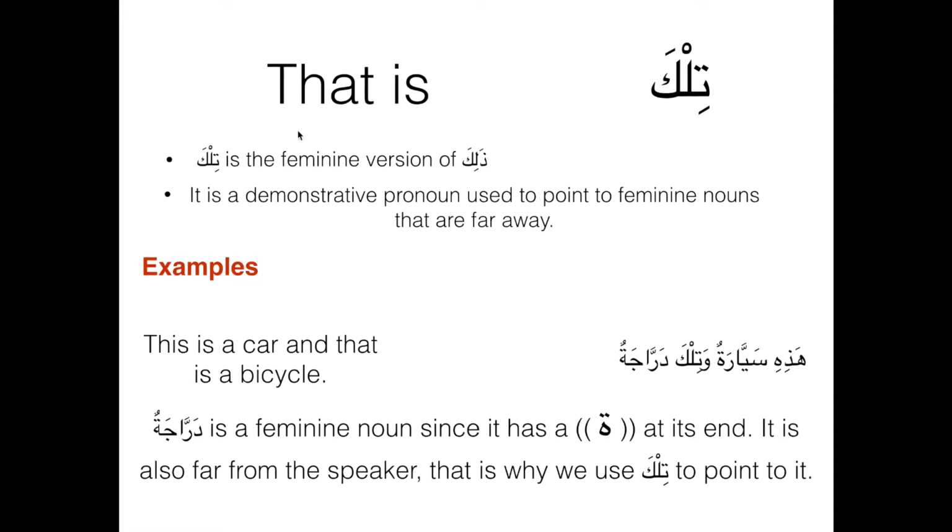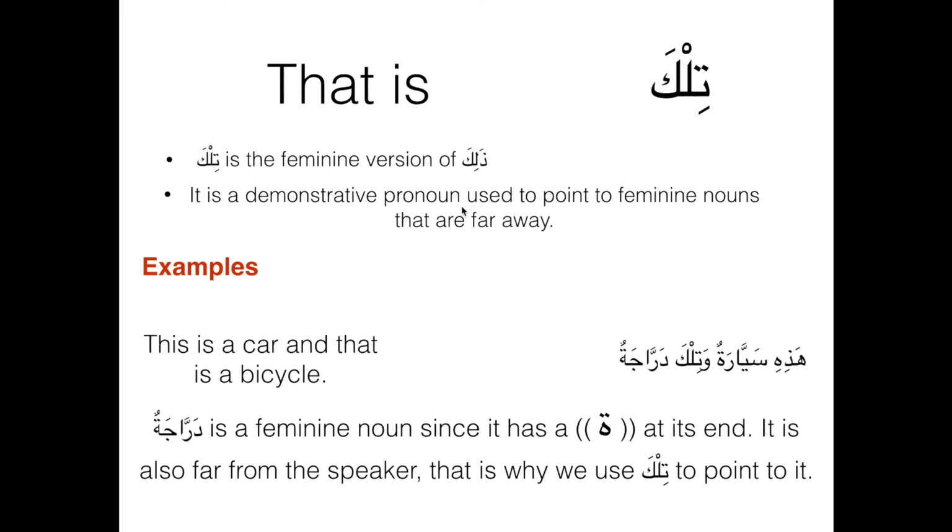Tilka means that is. Tilka is the feminine version of dhalika. So we talked about hadha has a feminine version, hadihi. Now we talk about dhalika. Dhalika, its feminine version is tilka. And of course, we are mentioning these because dhalika and tilka occur repeatedly in the Quran.